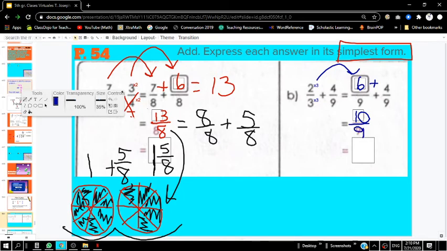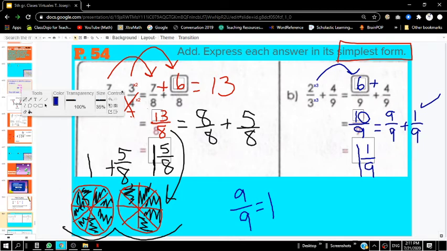However, that's not the simplest form. How do we figure out what 10/9 is in its simplest form? Well, we can break it up into wholes and parts. I know that 10/9 equals 9/9 plus 1/9. 9/9 is equal to 1 whole. So 1 is part of our answer. And the 1/9 plus 1 equals 1 and 1/9.